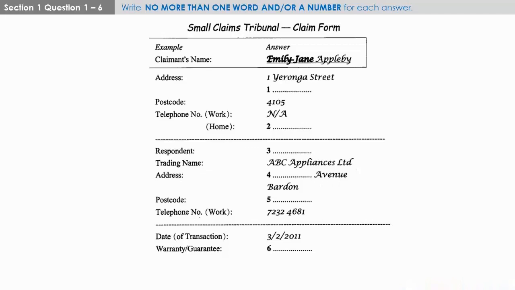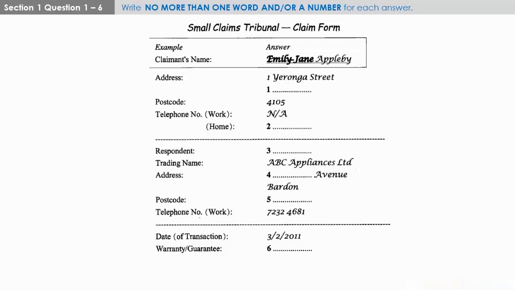The first part is for the claimant's details. Where do you live? At 1 Uranga Street, Durham. How do you spell Durham? Durham. Of course, I should know that. But it's just one of those names that sounds quite different from the way you spell it. It is confusing. I've seen it spelt with 2 R's. And what's the postcode for Durham? 4105.